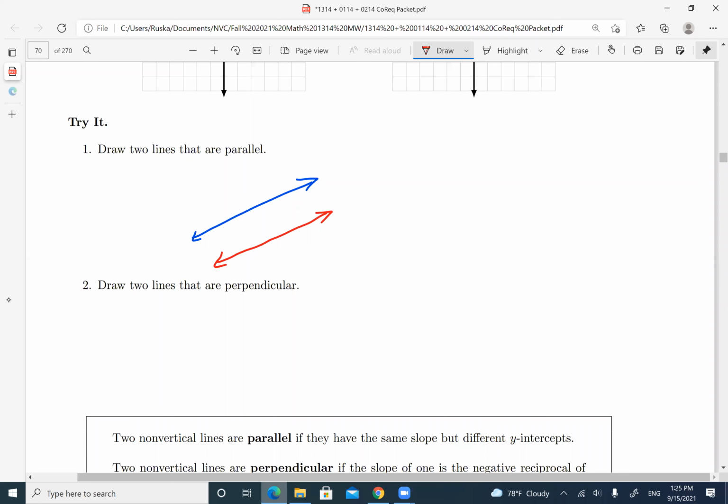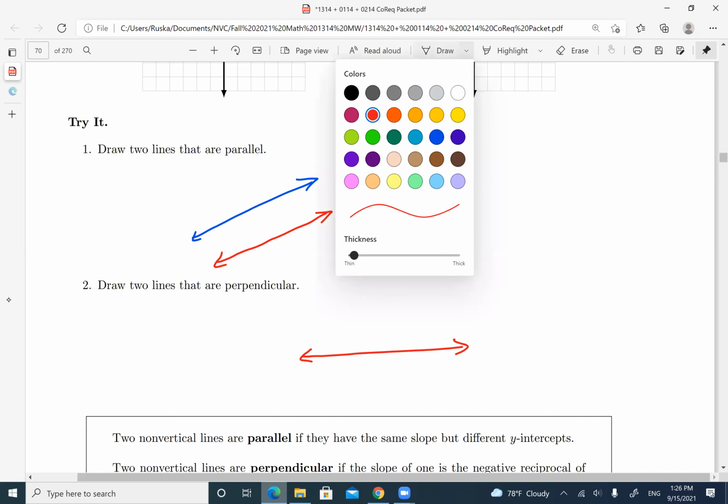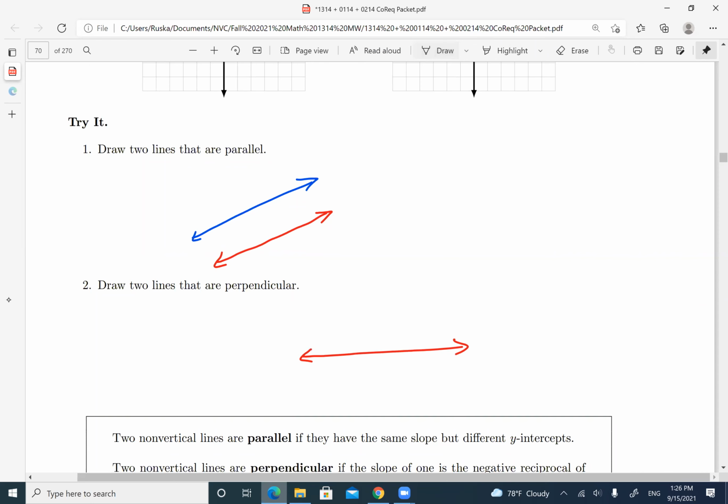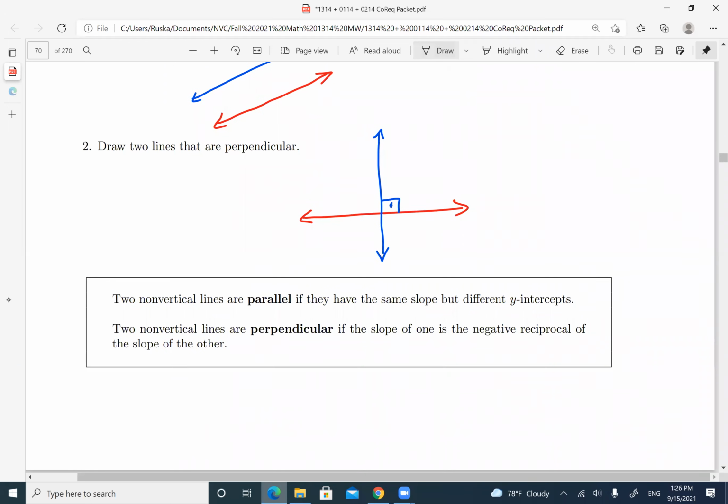Now let's draw two which are perpendicular. What does that look like? Looks like a right angle. Okay, they cross and they make a 90-degree angle. Yes, that's right, a right angle. So if this is my first one, the second one is going to cross this one at 90 degrees. So it's going to be like this, right? And this should be 90 degrees. Okay, that's right, good job. Let's see the next one.